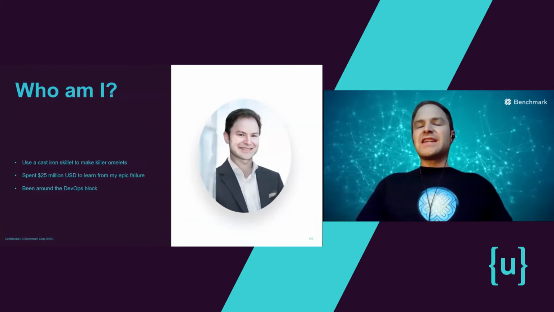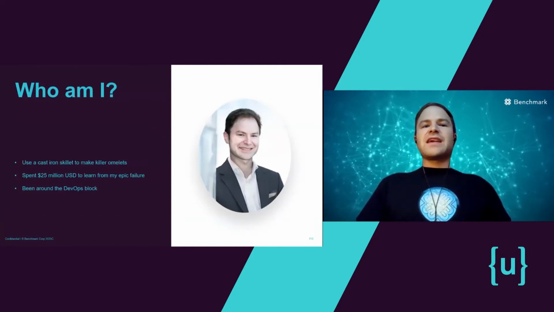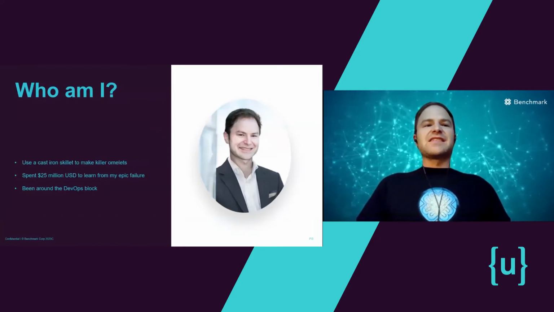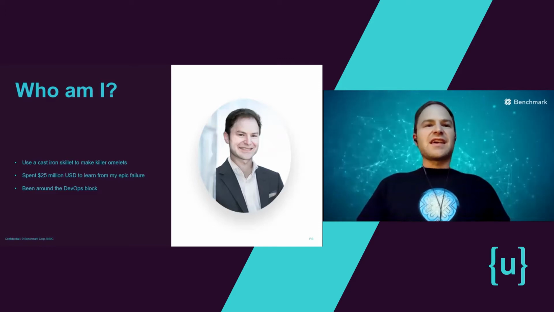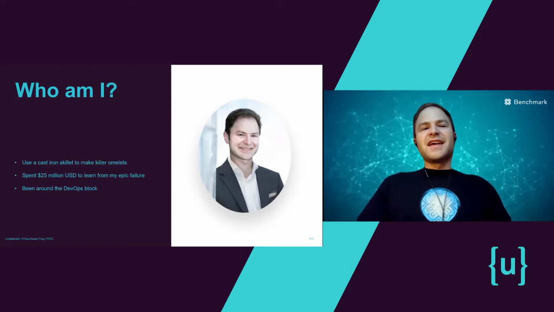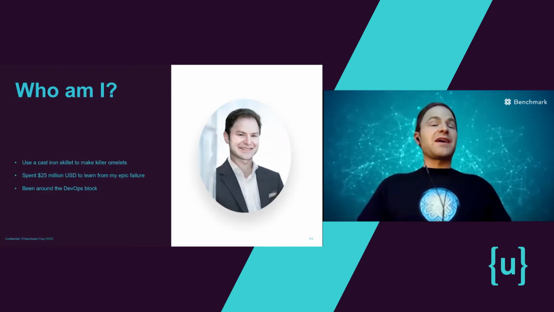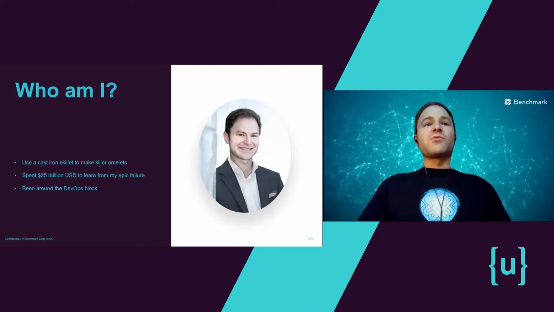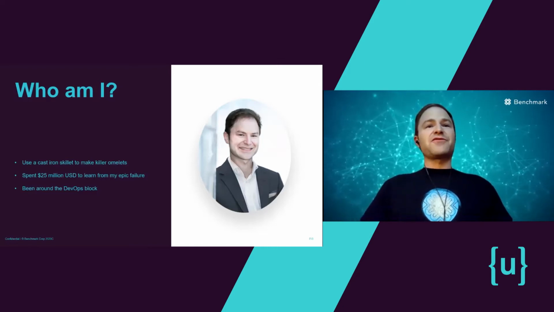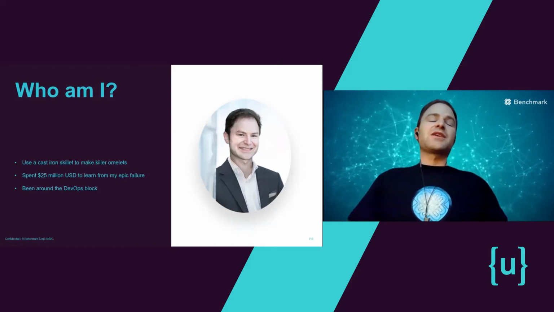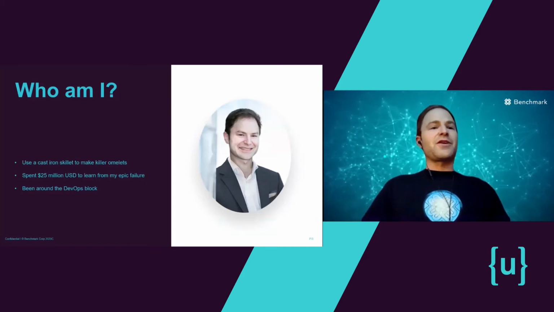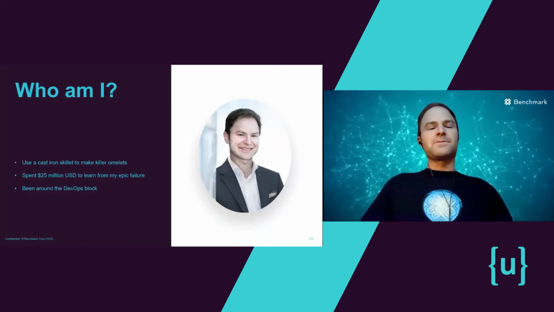Get to know me a little bit. I put a few line items down. I do make a killer omelet. It is the cast iron skillet that's key, and then canola oil, not olive oil, just based on burning points. I spent $25 million to learn my epic failure. What I mean by that is my first 25 million really were poor results. After that, no one wanted to give me another $25 million, so I had to learn from it and then do it without that budget.